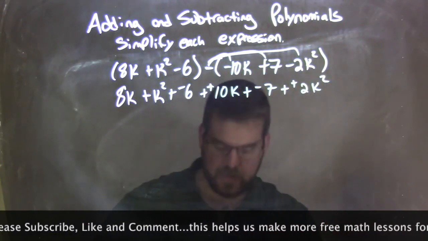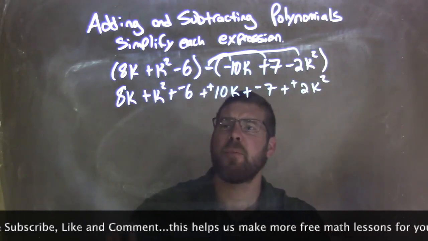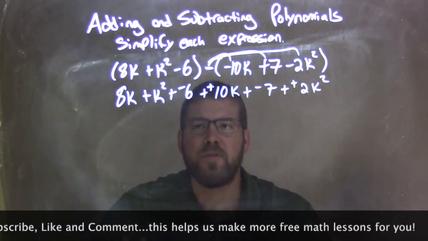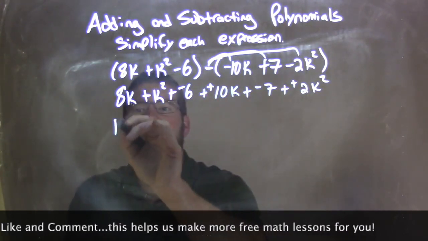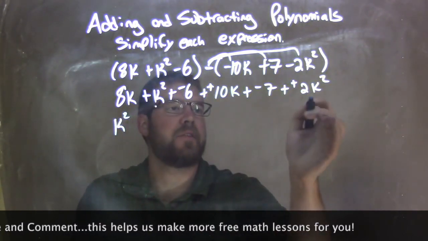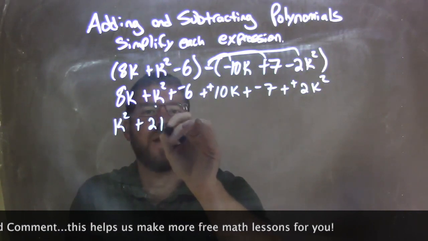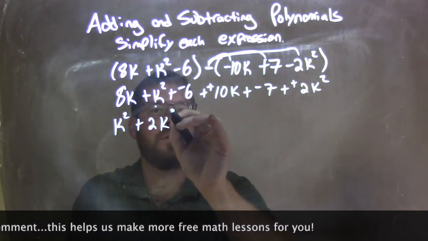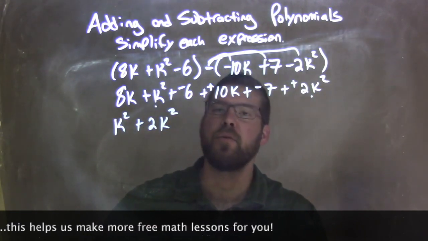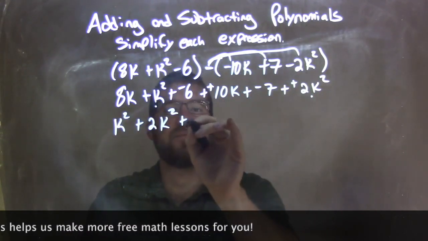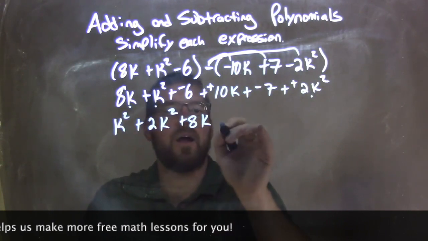Okay. Now I'm going to rewrite this using the commutative property with my highest degrees first and my like terms together. So I have k squared here. Put a dot, showing I brought it down, plus 2k squared. Then from there, I don't have anything else in the second power, so the first power of 8k, and then plus a 10k.